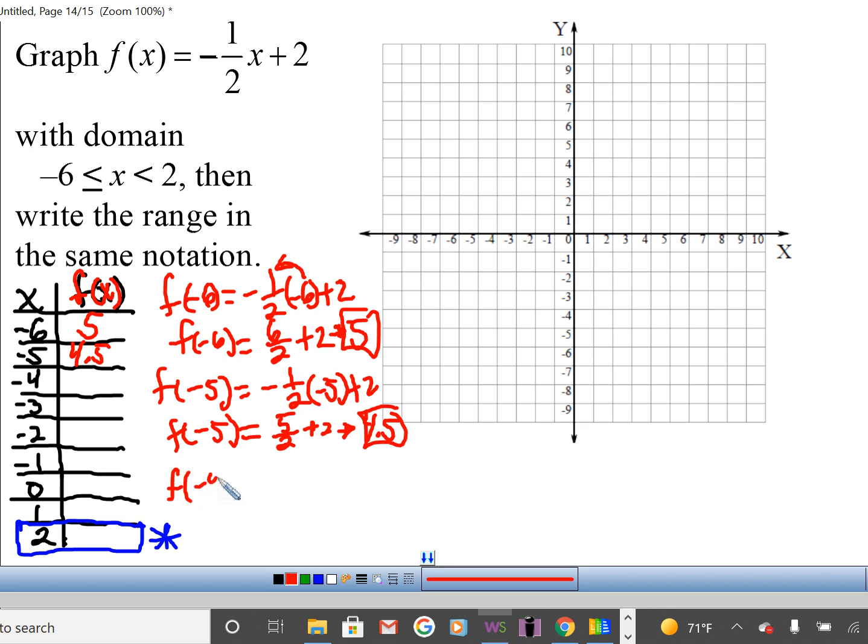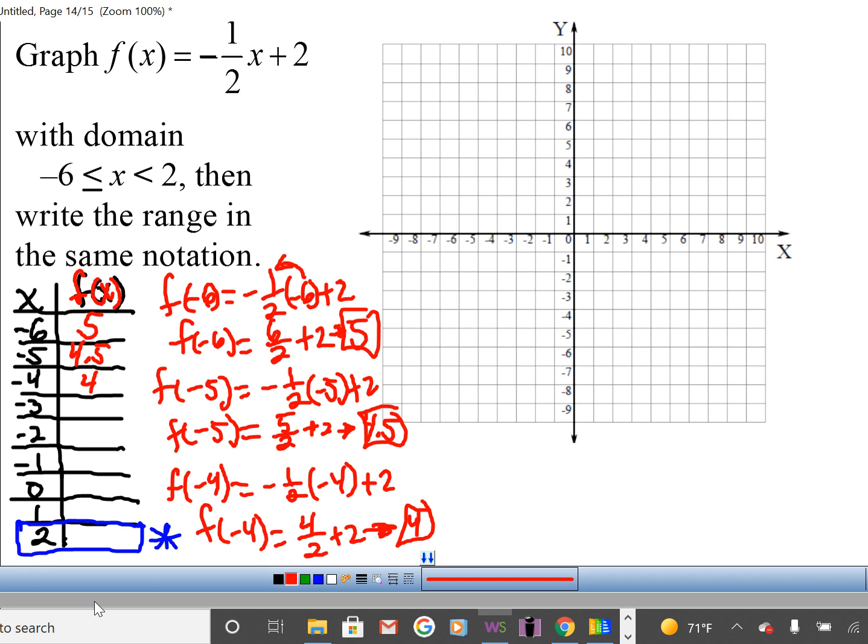Let's do the next one. f of negative 4 equals negative 1/2 times negative 4 plus 2. f of negative 4 equals negative times negative is a positive. 4 over 2 plus 2. What is 4 over 2? 2 plus 2? 4. That goes right here. Now, we did work for three of them. I'm not going to do the work for the other ones, unless you don't see the pattern. But if you see the pattern, now you can just continue filling in the rest, right? Look at the pattern.